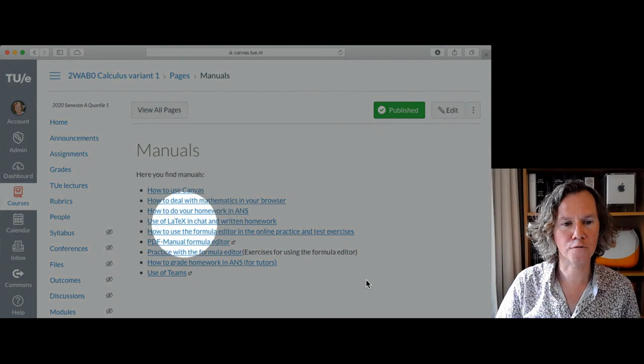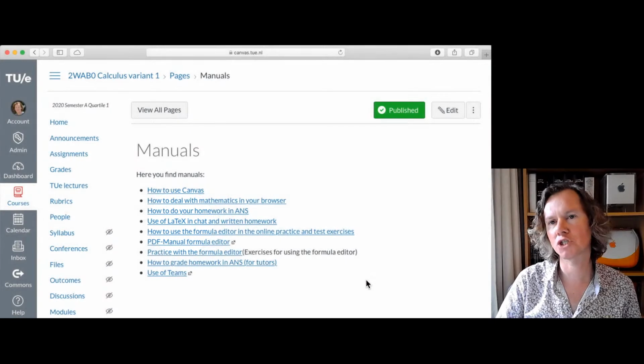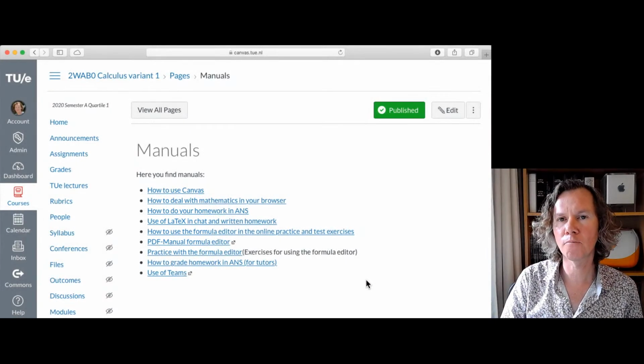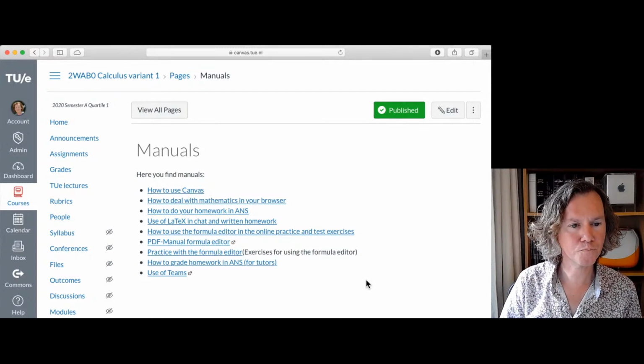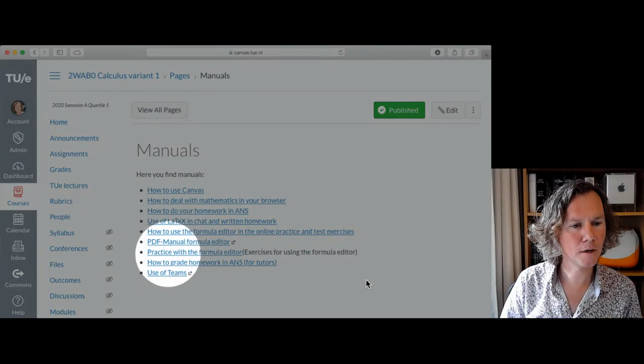LaTeX, I'm not sure if you ever heard about that, but that's the standard software being used for mathematical typesetting. And you can also use that in ANS to type your homework. If you want to type, you get very nice, beautiful formulas. A little bit on use of Teams and so on.